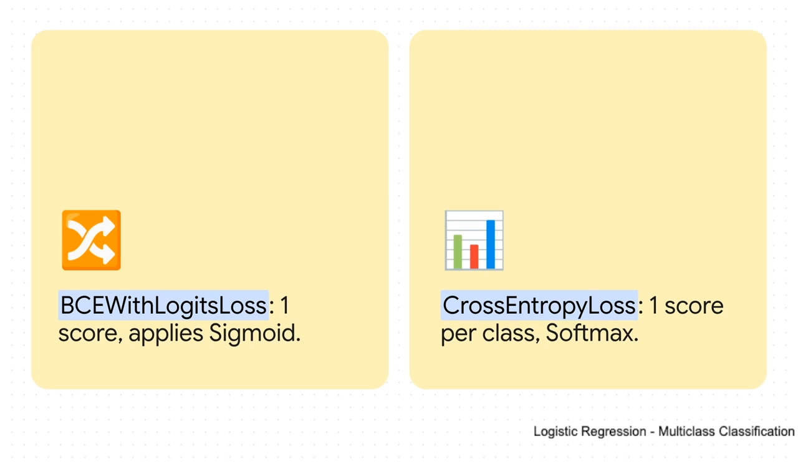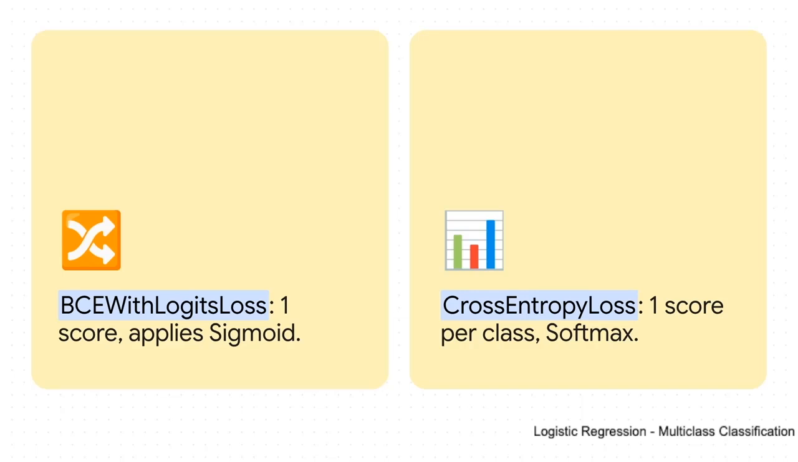Binary classification uses BCE with logits loss. That expects one total score and uses an internal sigmoid function to get a probability between 0 and 1. Multi-class classification, however, relies entirely on cross-entropy loss. It expects one score per class and applies softmax internally across those multiple outputs. And here is a crucial piece of practical coding advice for you. Because these loss functions apply sigmoid or softmax internally, you should never manually apply them to your network's output before calculating your loss.